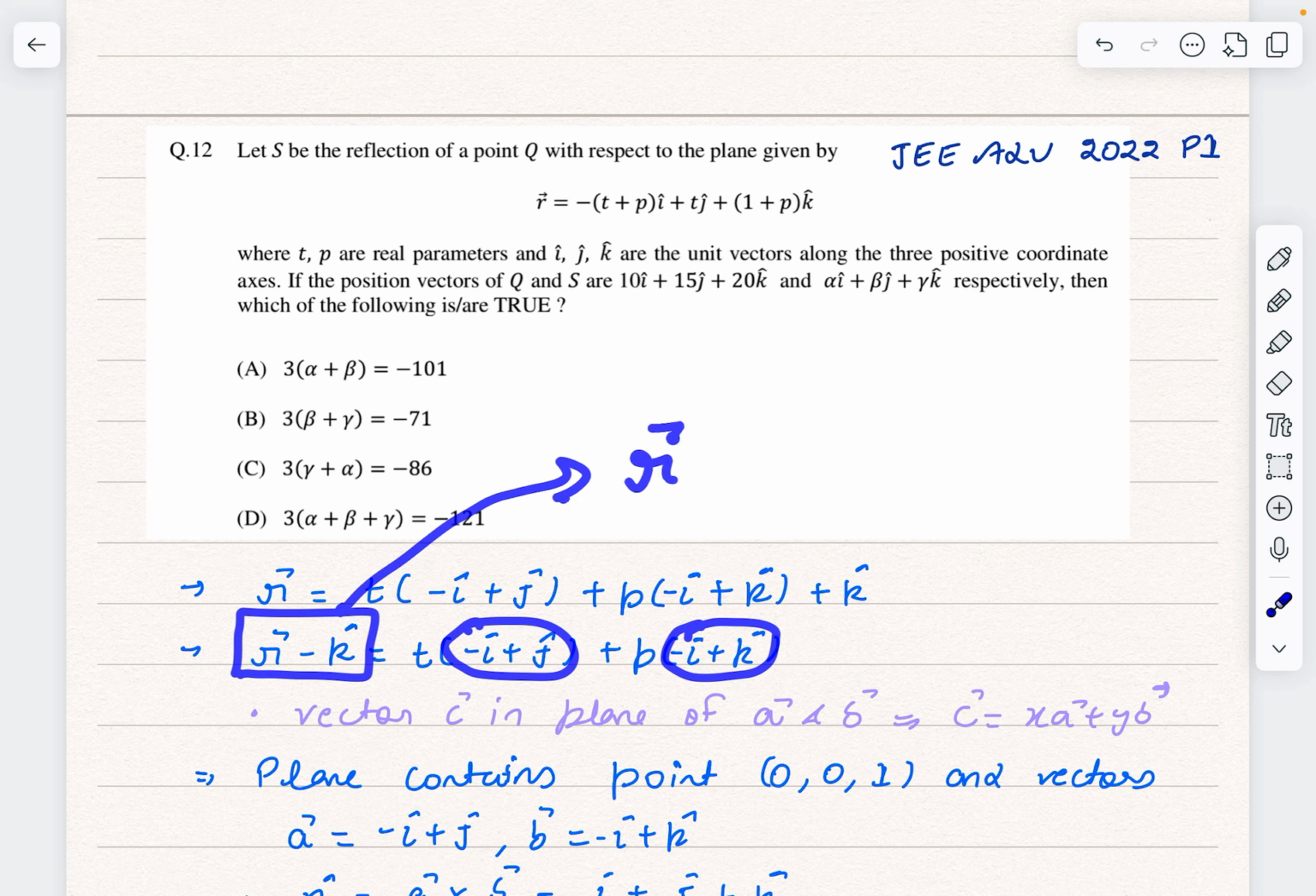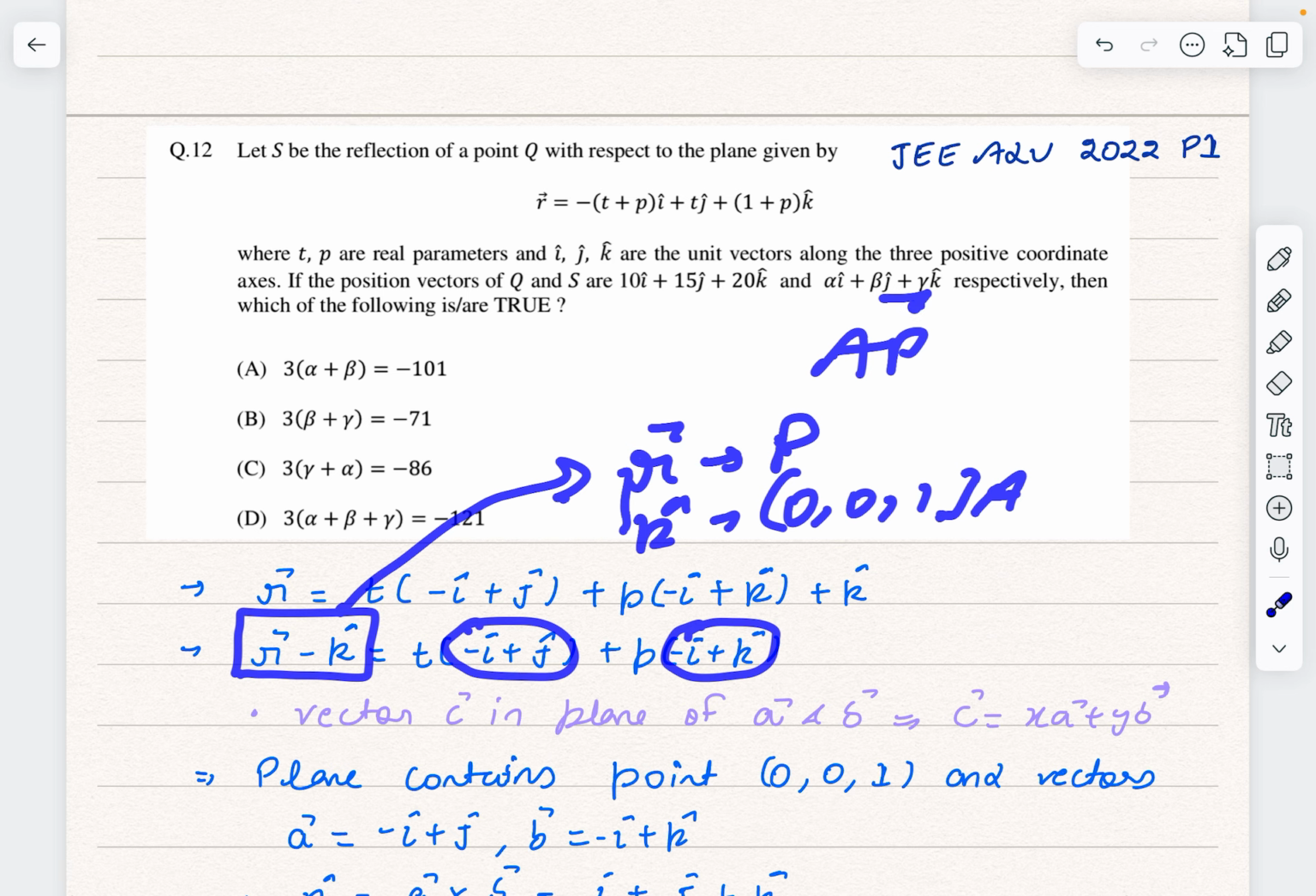R vector, you can just take as a regular, general point in the plane, say point P. And k cap will be the point 0, 0, 1. Let us just name this as some point A. Now, this is nothing but you can say AP vector. So C vector is AP vector formed by 2 points in the plane. So we have C vector equal to TA plus PB. That means this vector lies in the plane of A and B.